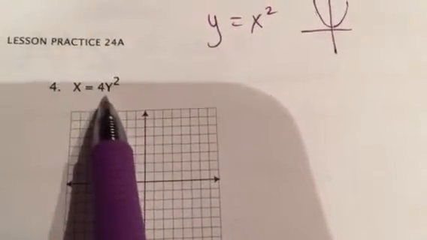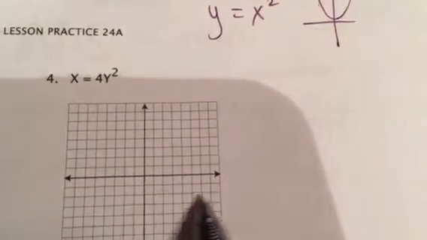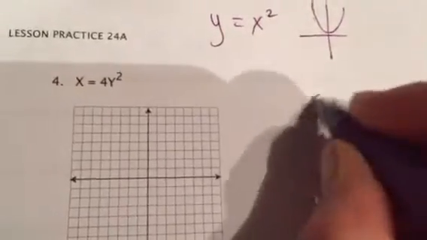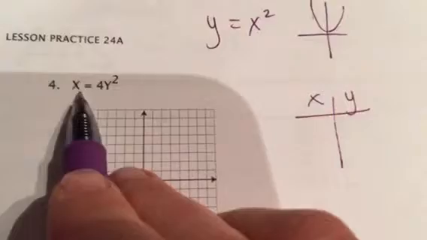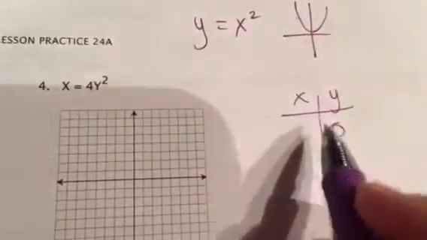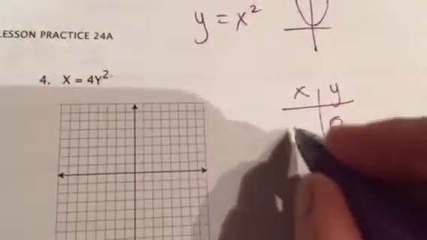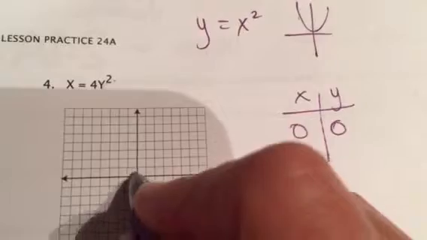It's got a 4 out front, so that means it's going to do it 4 times as fast. So I'm just thinking maybe it's going to be this really skinny parabola that opens up to the side. Okay, now here's the trick. Since you've solved for x, it's all by itself, so you want to plug in values for the y. If I plug in 0 for y right here, you're going to get 0 times 4, which is 0. So there's your vertex right there.